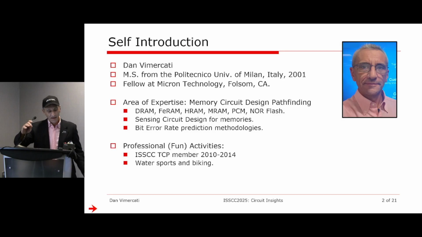My name is Dan. I have a master's degree in electronic engineering, and I'm a fellow at Micron Technology, and I work in Folsom, California. I work in a group which is called Pathfinding Team, and we do many different types of memories, and we try to understand if that type of memory could be a good solution for Micron. And so I've worked on different memory technologies like DRAM, dynamic random access memory, ferroelectric RAM, FeRAM, MRAM, magnetic RAMs, PCM, and NOR flash at the beginning.